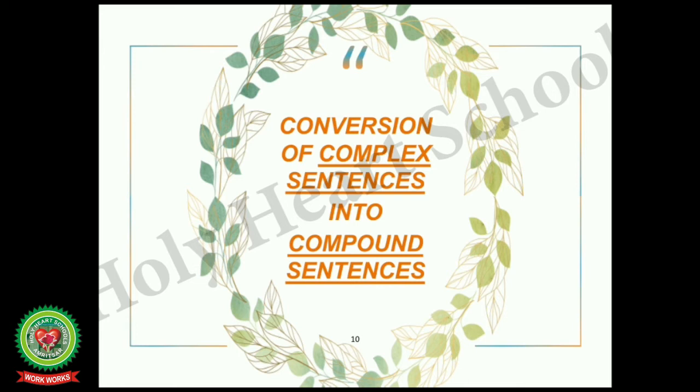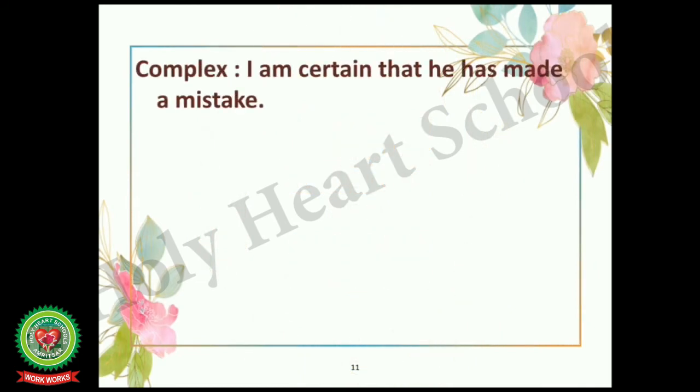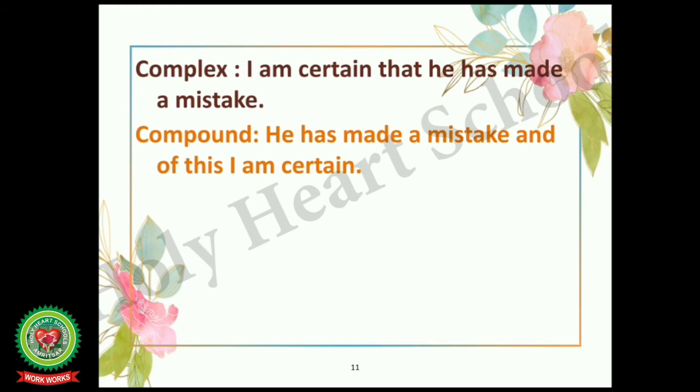Let's see the examples. First example, I am certain that he has made a mistake. Here, we will remove the subordinating conjunction that and replace it with a coordinating conjunction. Children, whenever one statement or a fact is simply added to another, we can use a cumulative coordinating conjunction like and, both and, as well as.